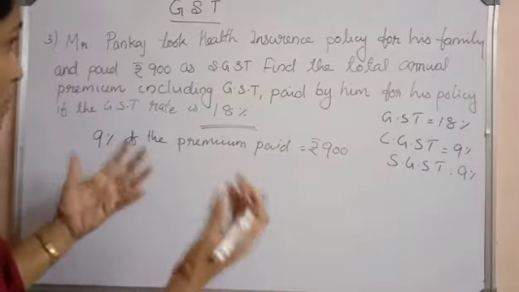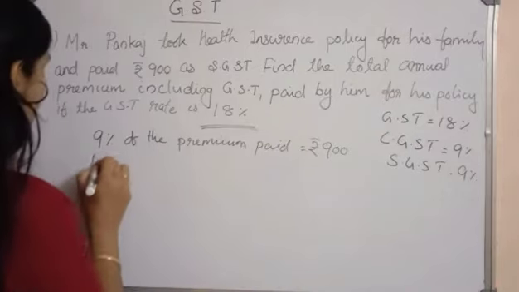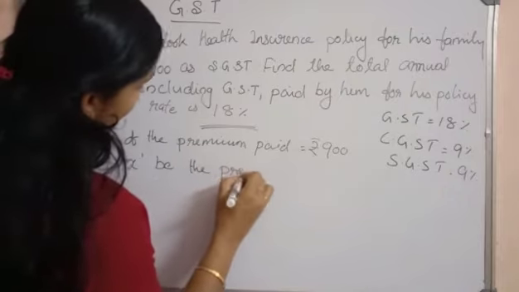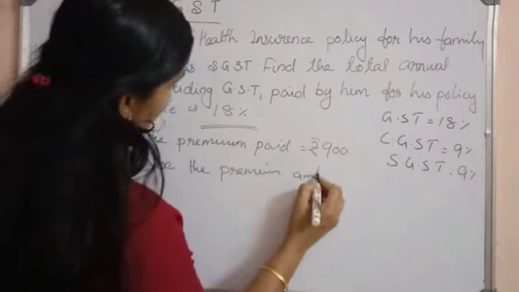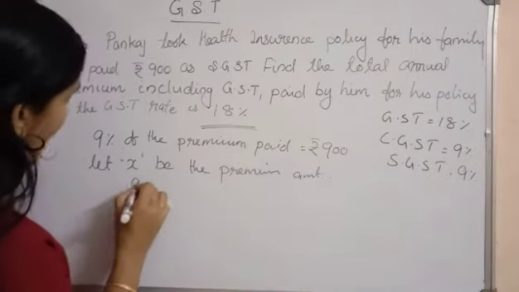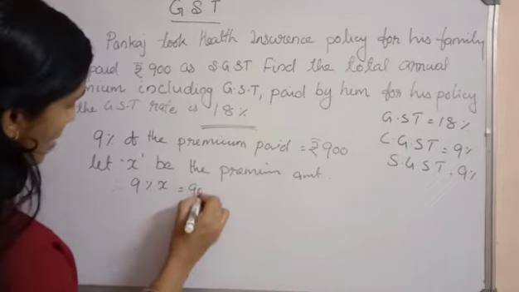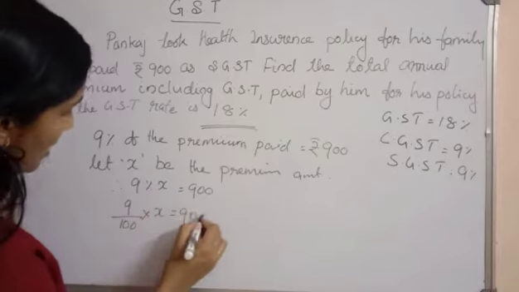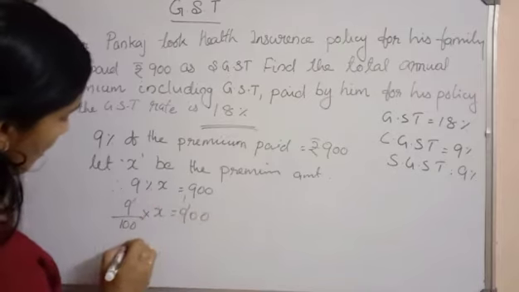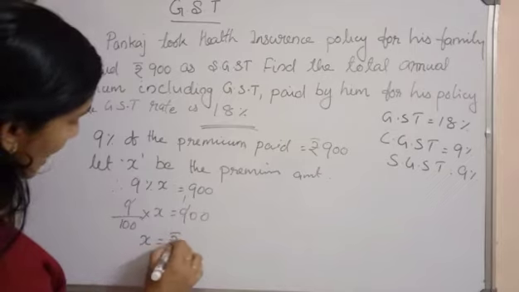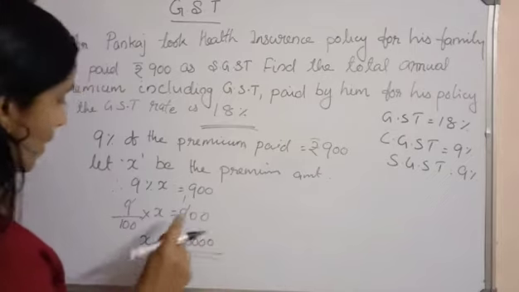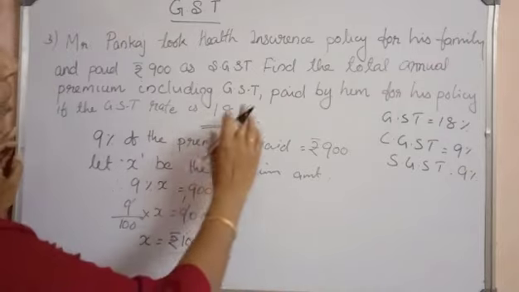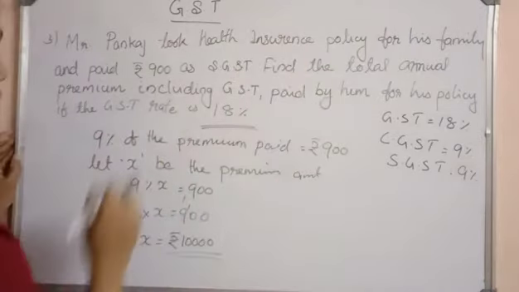We don't know how much the premium is. We need to find it. Let X be the premium amount. Therefore, we can say that 9% of X is equal to 900, that is 9 by 100 into X is 900. When we simplify this, we'll get the value of X as rupees 10,000, that is 100 into 100, that is 10,000. We got the premium as rupees 10,000. Therefore, the annual premium is 10,000.